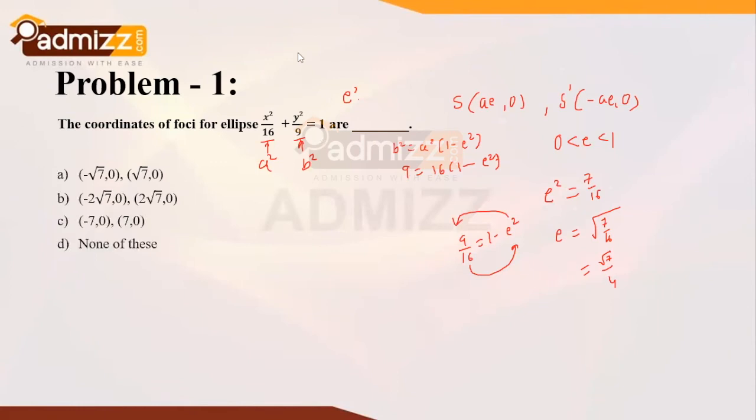So these are the options provided to us. Now what is a into e? See, a square is 16, so a value is 4. So a into e is equal to 4 into under root of 7 upon 4, which is equal to under root of 7. So definitely the answer is minus under root 7 comma 0 and under root 7 comma 0. And yes, the same answer I can find in the chat window also.